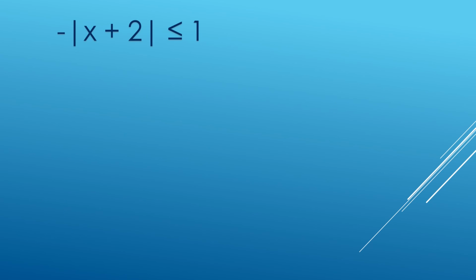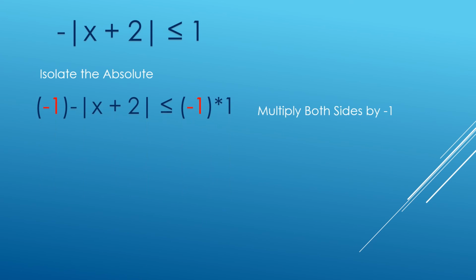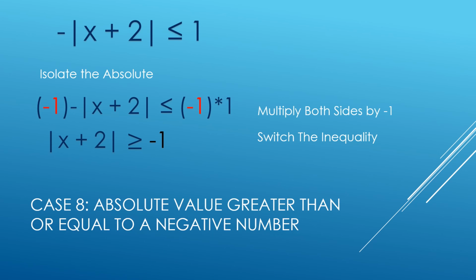Here we have another example. Negative the absolute value of x plus 2 is less than or equal to 1. First thing you have to do is isolate the absolute value. To do that, we'll multiply both sides by negative 1. When we do this, you'll notice we have to switch the inequality, since we're multiplying by a negative number. We'll also have to do that if we divide by a negative number. So we'll have the absolute value of x plus 2 greater than or equal to negative 1. Well, this is case 8, the absolute value greater than or equal to a negative number.